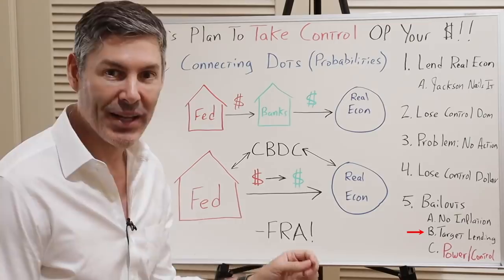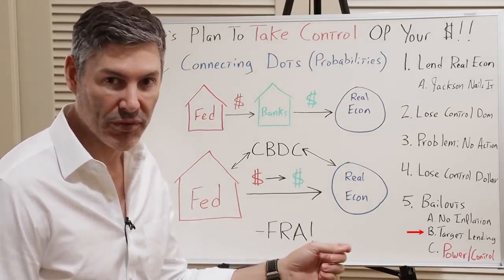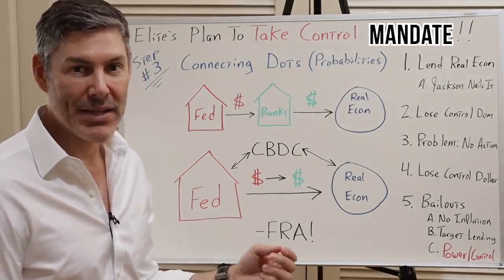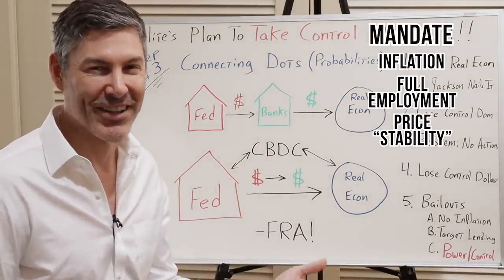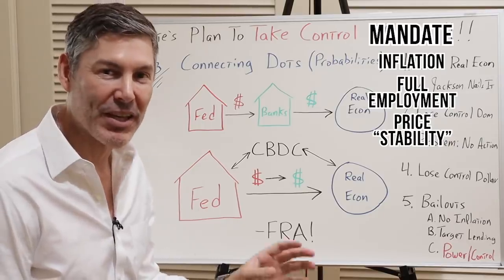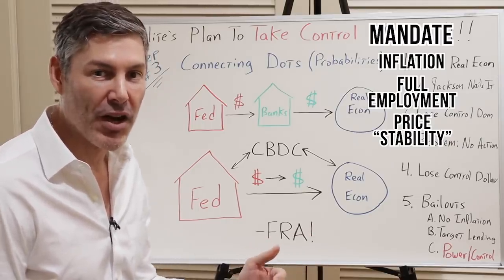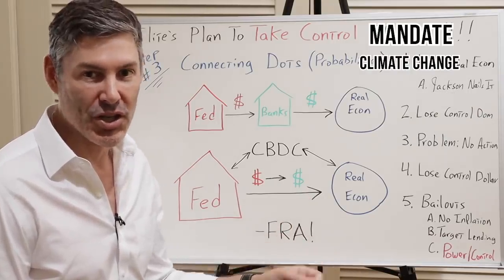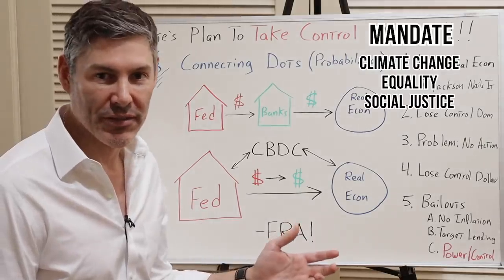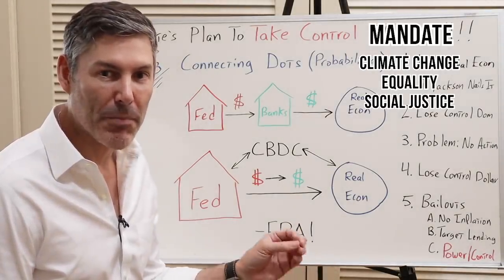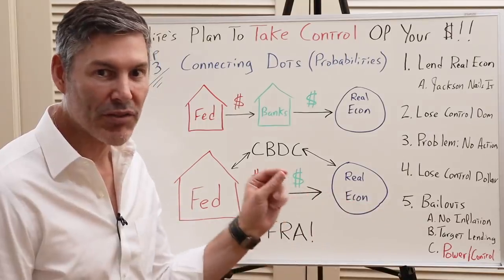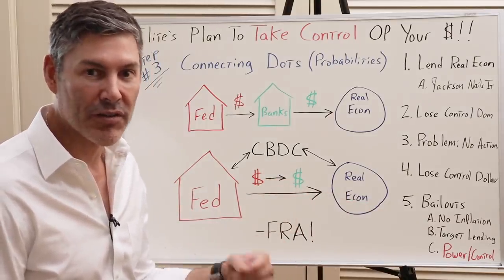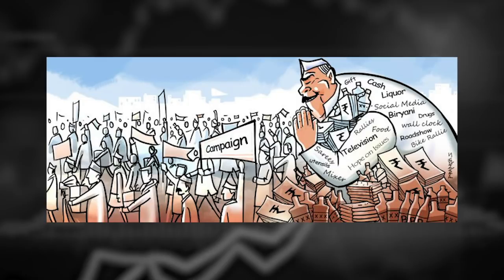They could also target lending to specific groups. As an example, now they've got a mandate for, let's call it inflation, full employment, price stability. Ironically enough, what they call prices always going up. But these are basically their mandates. But they could also take on another mandate of, let's say, climate change, equality, social justice, you name it. And therefore, if they had power over that dollar system, then they could better direct lending and where the resources were going based on the societal narrative and the political narrative. In other words, what's going to buy the politicians the most amount of votes.